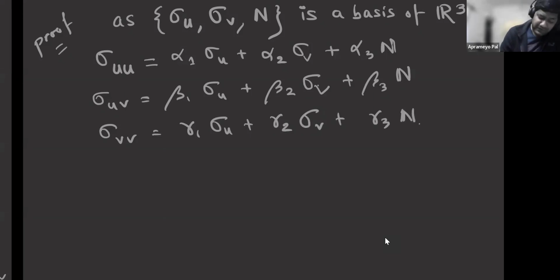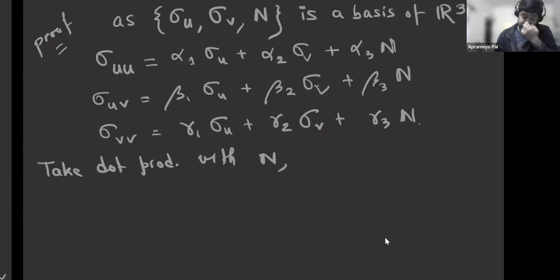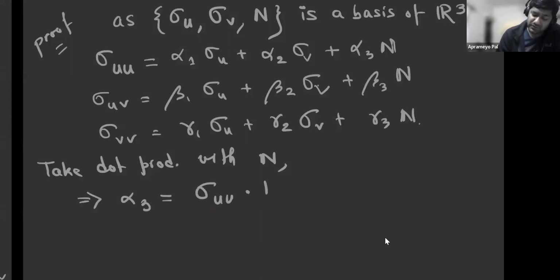So let me first take the dot product of these equations with n. If you take the dot product with n, the unit normal, all the sigma u and sigma v terms will be 0. So then what do you get? You get alpha 3 is nothing but sigma uu dot n. But what is this?